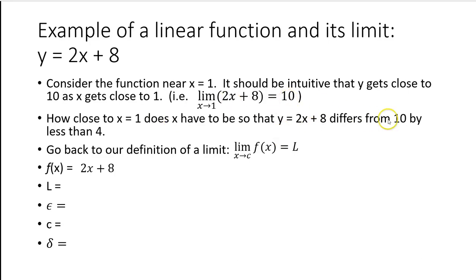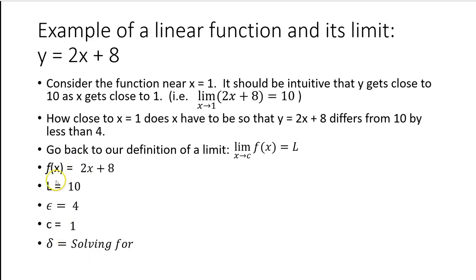But if we go back to the statement, y equals 2x plus 8 differs. Differs means minus. So this is f of x minus 10. Well, that's our L, because remember our statement was the absolute value of f of x minus L is less than 4. So your f of x is 10. The less than 4, there's your epsilon is 4. And how close to x equals 1? That's our c value. So now we have all the pieces in our definition except for the delta, and the delta is what we are going to be solving for.